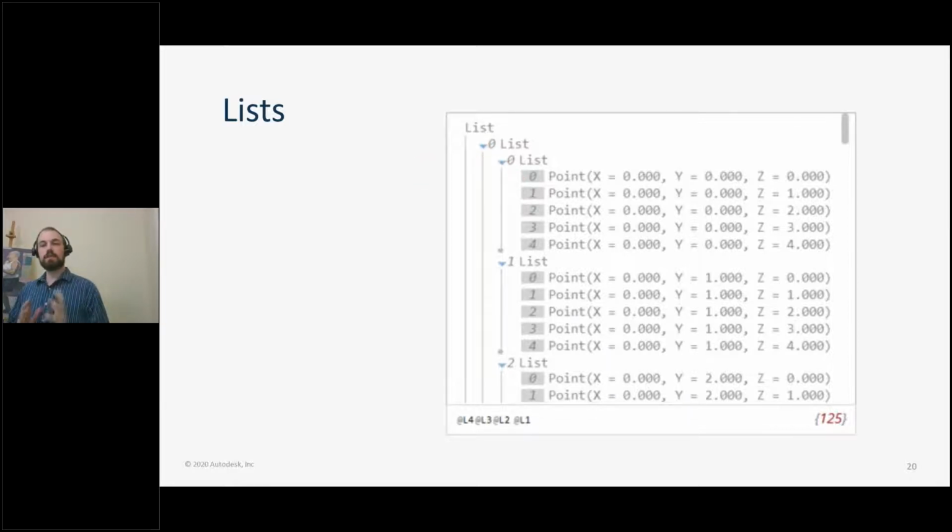The next thing that's really important to watch for is your list level. List level is basically going to tell you how deep, how nested, this collection of items is.